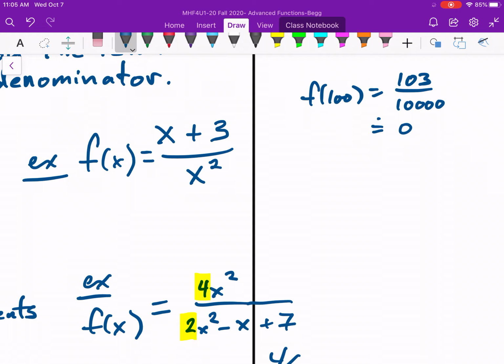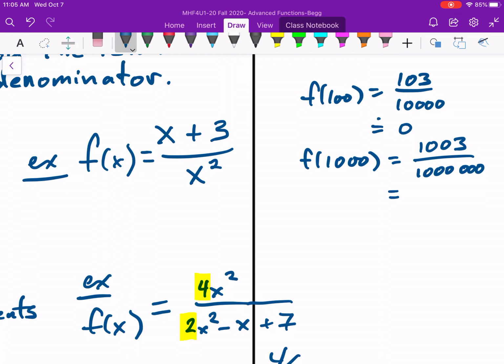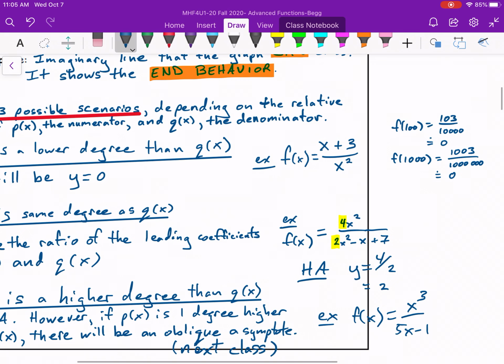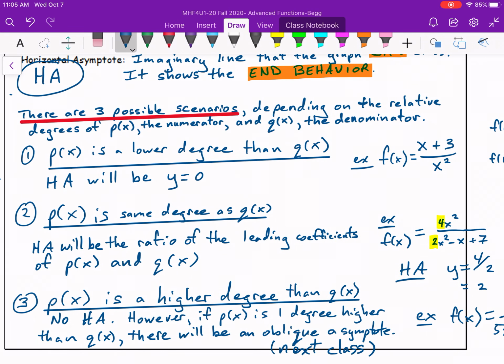It's a small number. If I was to go farther, well, say I picked an x value of 1,000, the difference between the numerator and the denominator is going to become even larger. We'd end up with 1,003 in the numerator, and we'd have 1,000 squared, which is 1,000,000 on the denominator. So the farther out to the right we go, we're actually getting smaller and smaller output values, right? So that's our explanation for why we have f of x equals 0 as our horizontal asymptote whenever the numerator is a lower degree than the denominator.